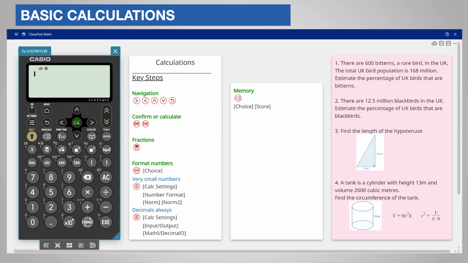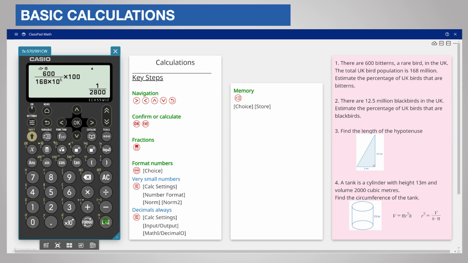Let's start with a percentage calculation which we can do as a fraction. Press the fraction key and enter the numerator 600. Scroll down and enter the denominator, which we can enter more easily in standard form, 168 times 10 to the power of 6. A percentage is out of 100, so scroll right out of the fraction and multiply by 100. Complete the calculation with the Execute key or OK.